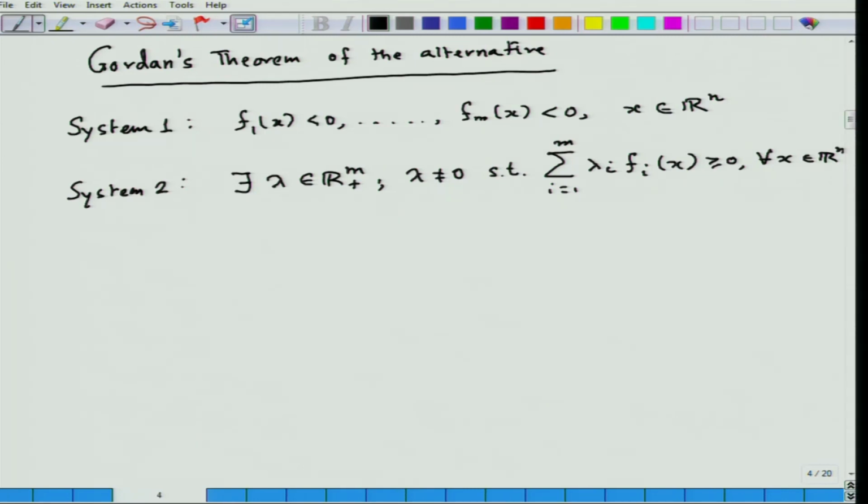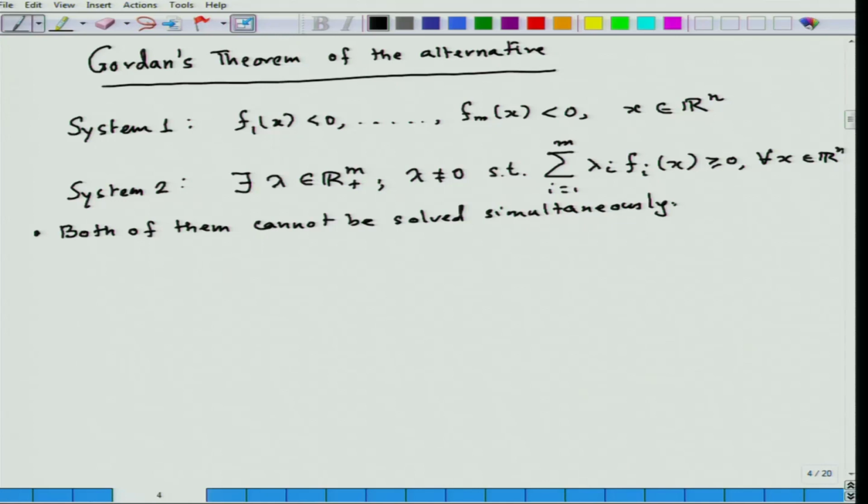Now, if I want to prove this, what I want to show is that whenever system 1 is solvable, system 2 is not, and vice versa. Both of them cannot be solved simultaneously. This is the conclusion of the theorem.